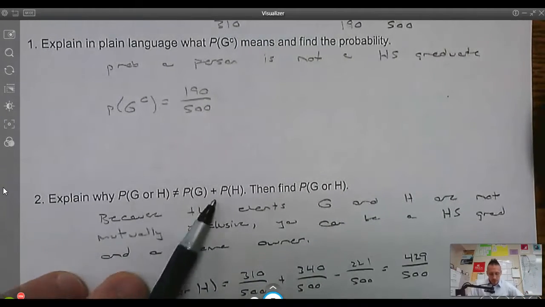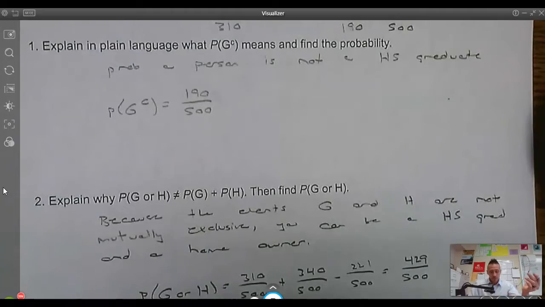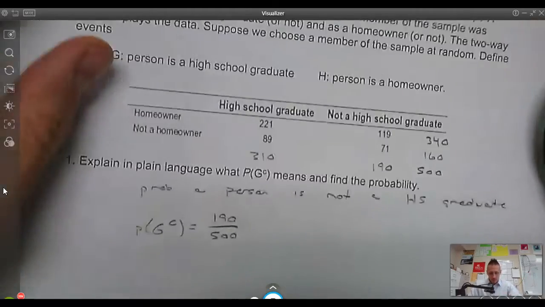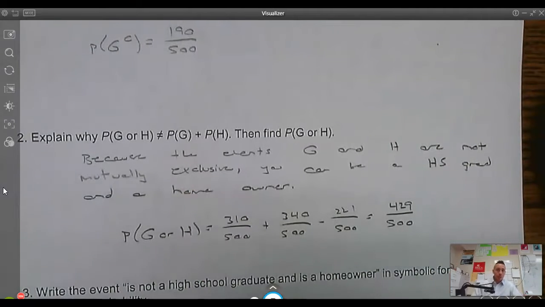Number 2, explain why these are not equal and then find the probability. Well, G is graduate, H is homeowner. These are not mutually exclusive. We have high school graduates that are homeowners. So the reason is the events G and H are not mutually exclusive. You can be a high school grad and a homeowner.